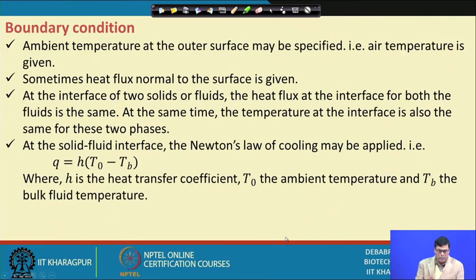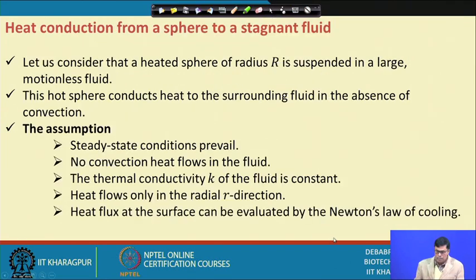Now, these are the boundary conditions we have. The ambient temperature at the other surface may be specified, for example the air temperature is given. Sometimes the heat flux normal to the surface is given. So, these are given, I am not going through the details, you can easily find out.